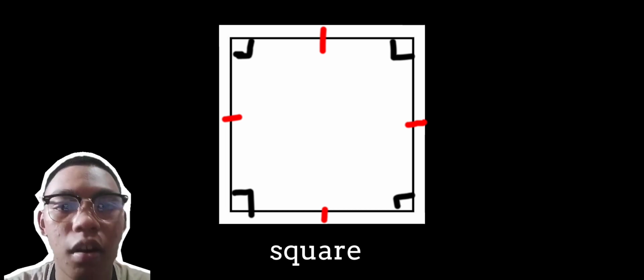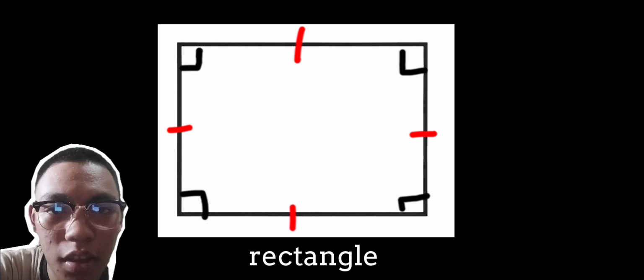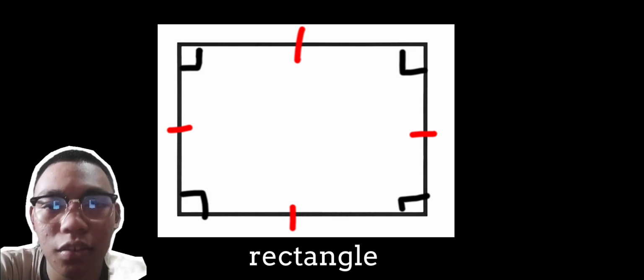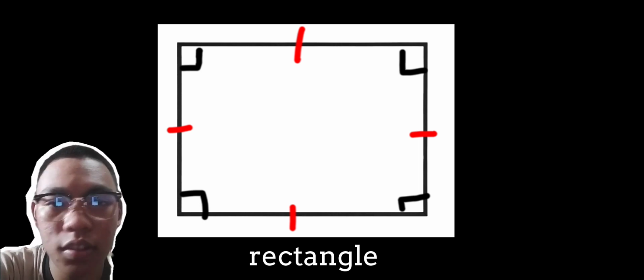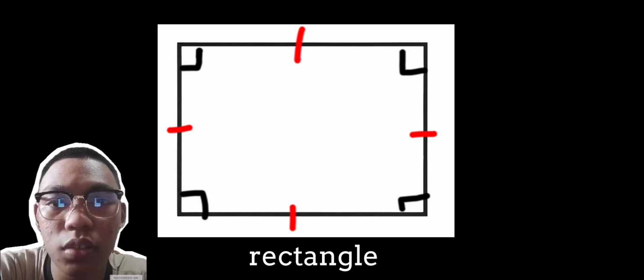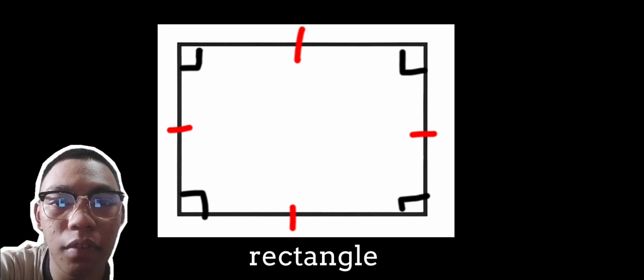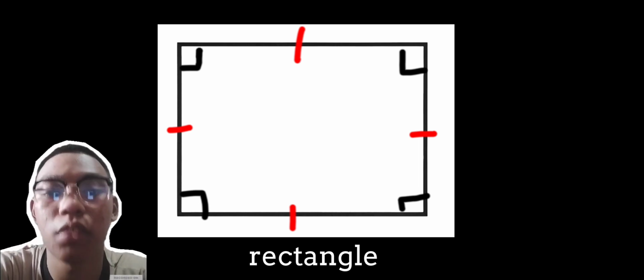Now, what are some other quadrilaterals? In a rectangle, all angles are the same. They're all equal to 90 degrees and opposite sides are congruent. So not all four sides are the same, but the opposite sides are equal to each other. So that's a rectangle. It's another example of a quadrilateral or a four-sided polygon.